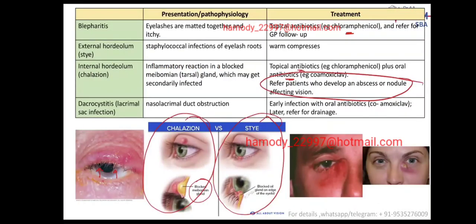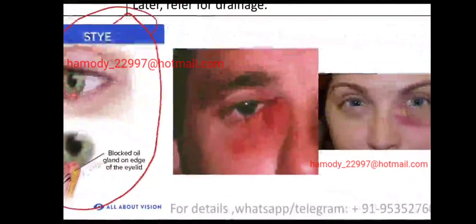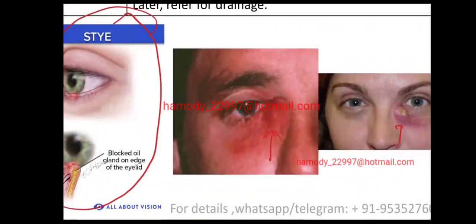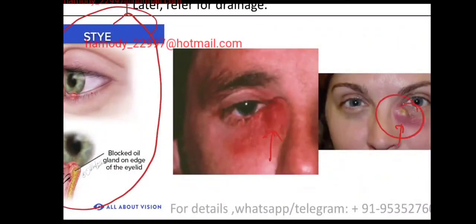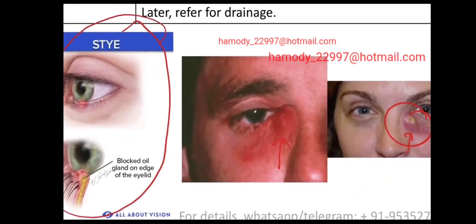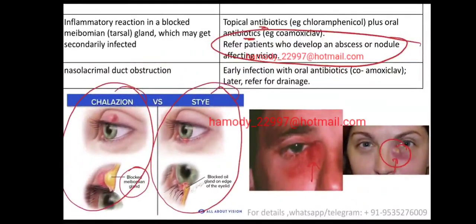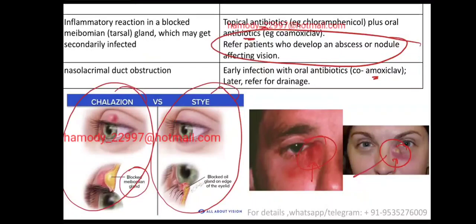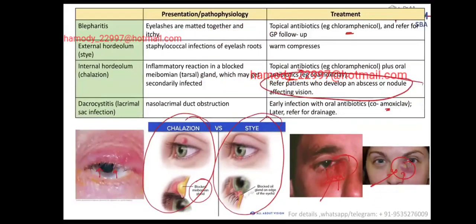Last one is dacryocystitis. This is nothing but a lacrimal sac infection. If it is as bad as this, where an abscess has formed, then drainage will be required. You need to refer them. If it is not as severe as seen in these pictures, then you can treat it with co-amoxiclav. Usually it resolves well. But if it has worsened like this, it is large, it is a later stage. Then drainage will be required. Refer to the ophthalmologist.